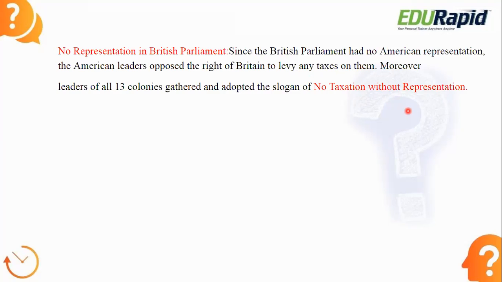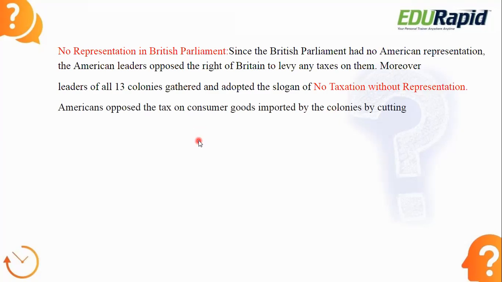And the leaders of all 13 colonies gathered in America. Then they adopted the slogan: no taxation without representation. It's a very famous slogan of the American Revolution. Okay, so remember, no taxation without representation. So this is also one of the political reasons behind the American Revolution.